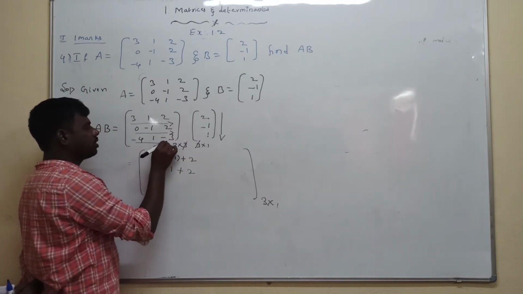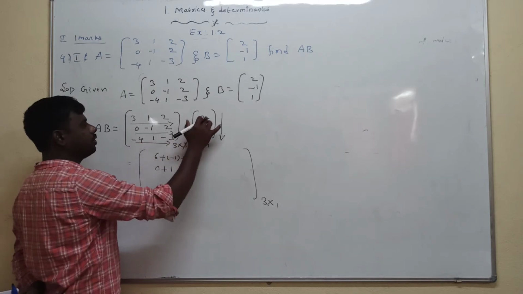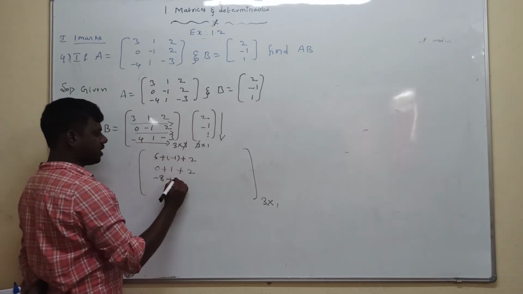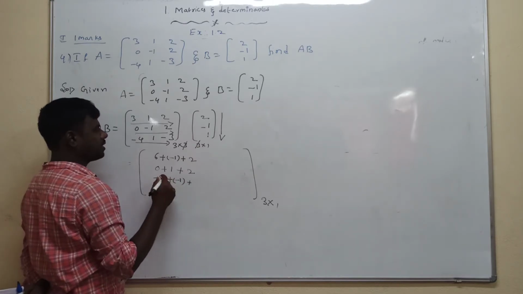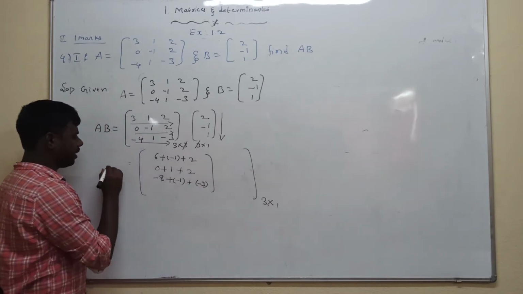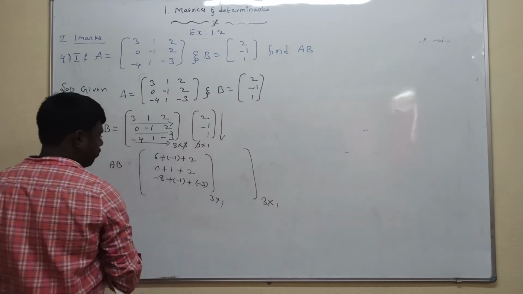Next we are going to third row, first column. Third row in the first matrix, product with the first column in the second matrix. Minus 4 into 2, minus 8, plus 1 into minus 1 is minus 1, plus minus 3 into 1 is minus 3. Finally we got AB is equal to 3 rows and 1 column.